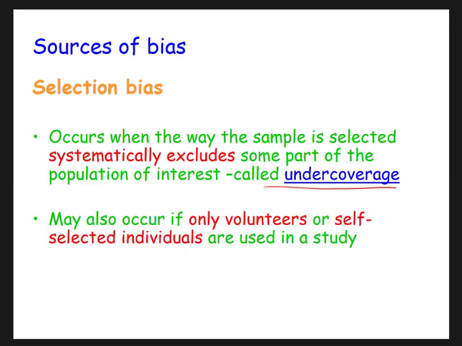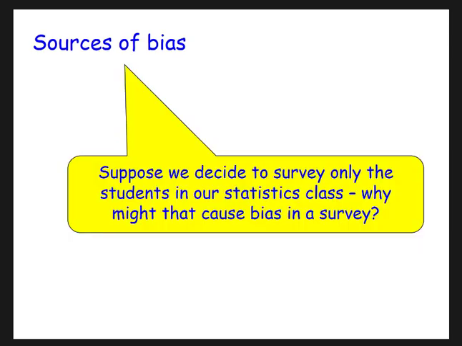It may also occur if we use voluntary or self-selected samples. That's where they decide they're going to respond. Again, we talked about it. They only respond if they have some strong feeling or some reason, motivation to be part of it. So suppose we decide to survey only the students in our statistics class. Why might that cause bias in a survey?